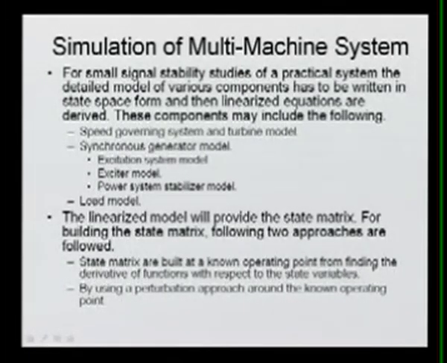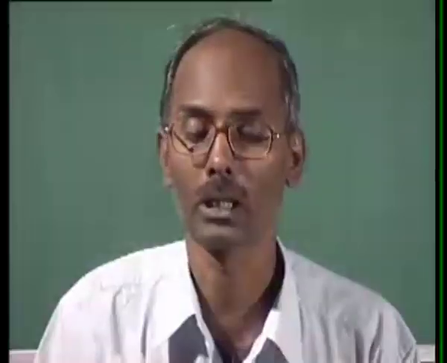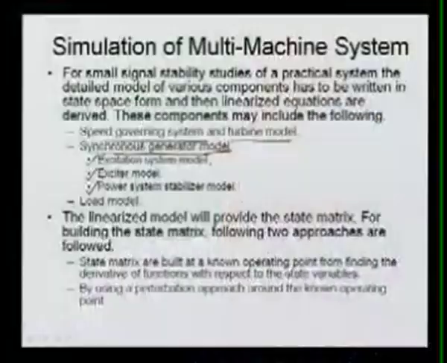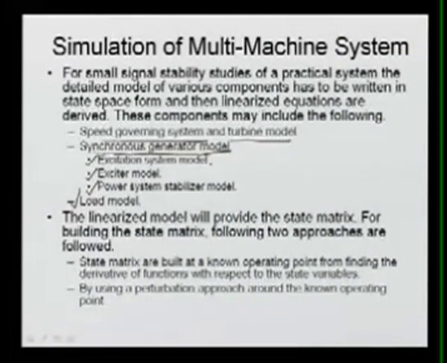These components may include the speed governing system model, the turbine model, and the synchronous generator model, which includes the excitation system model, the exciter model, and we can also include the power system stabilizer. Then we have to model that also. At the same time, we have to model the load, and if the load is a dynamic load like an induction motor load, that can also be modeled in state space form.